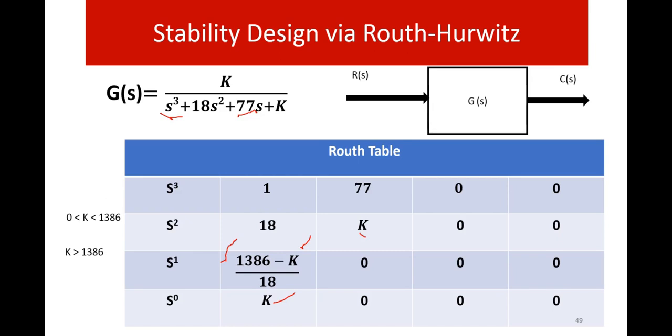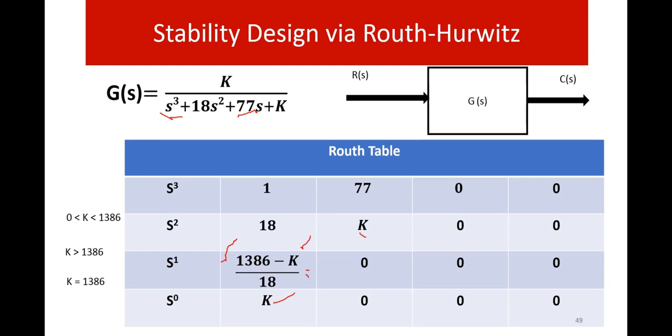So there are two sign changes, which means there are two poles on the right half plane. And what will happen if k is equal to 1386? This is the special case, as we discussed in the previous portion of the lecture: if k is equal to 1386, then this term is equal to 0. So now you can easily solve this special situation.